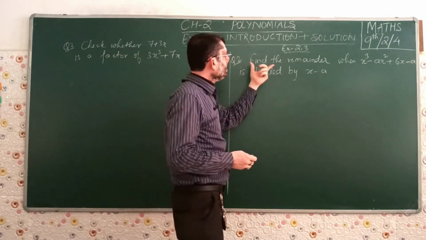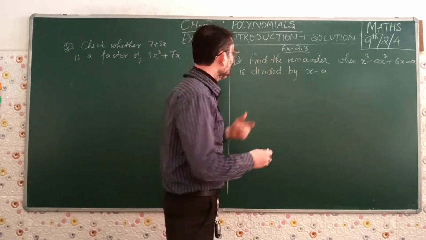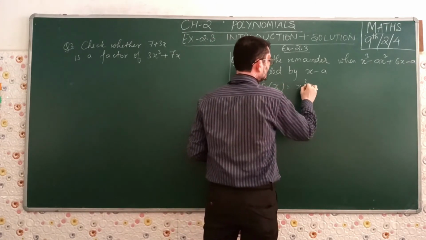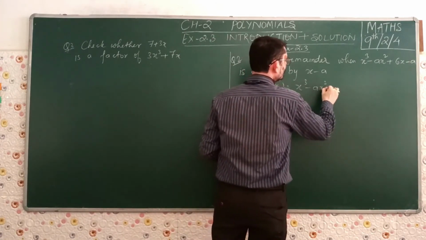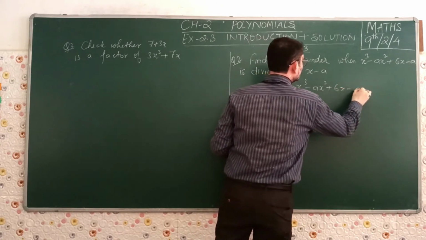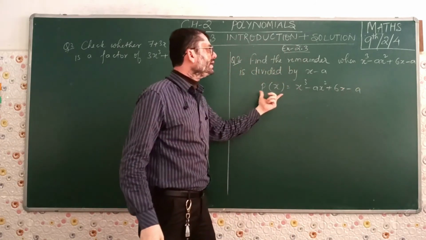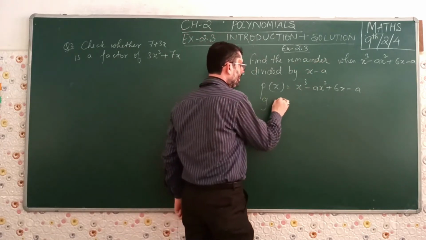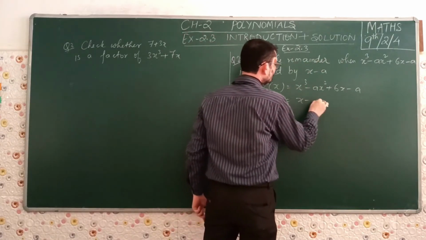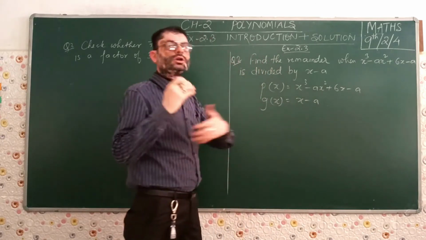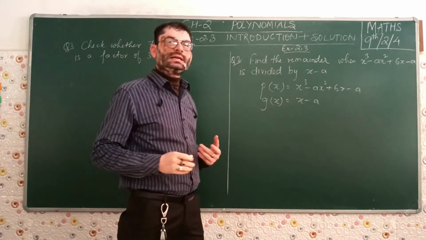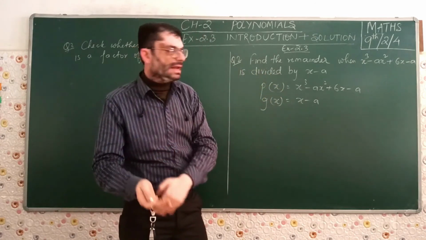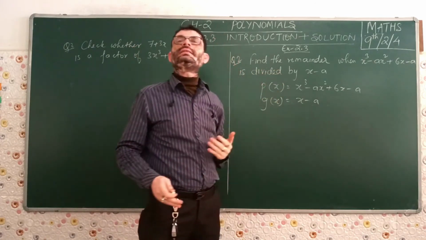So to find the remainder using the remainder theorem, we are given p of x, which is x cubed minus ax squared plus 6x minus a, and this p of x is divided by x minus a. So we are also given g of x, that is x minus a. In order to find the remainder, we should get the value of x from g of x and substitute that value in p of x to get the remainder.